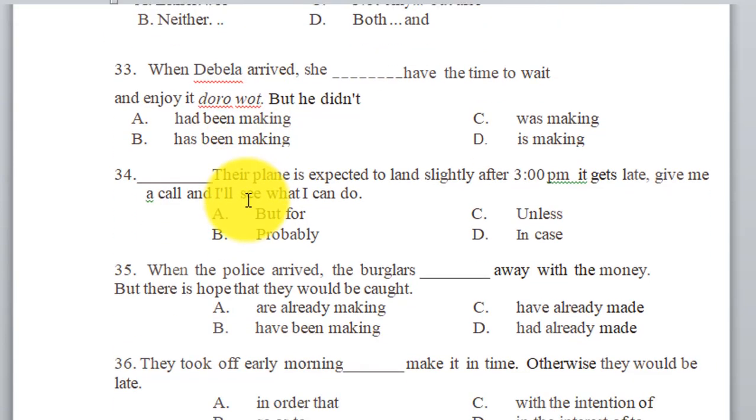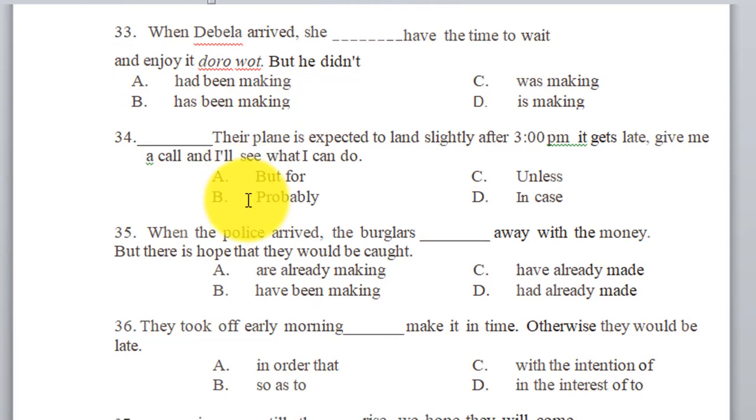Exactly, yeah. The other question, please. The other question is here: blank, their plane is expected to land slightly after 3 p.m. If it gets late, give me a call and I will see what I can do. The answer is in case. But for, we don't say; probably, we don't say; unless, we don't say. It is also in case. In case their plane is expected to land slightly after 3 p.m.